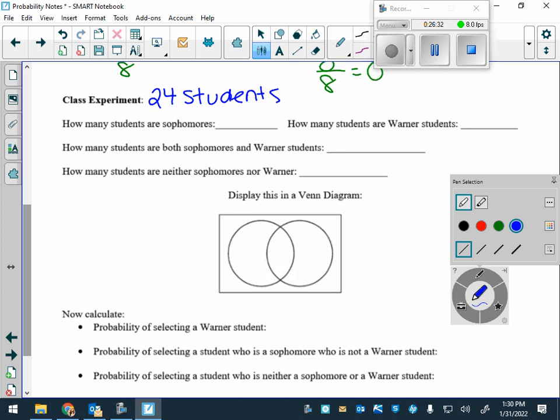All right. So, when I ask you these questions, I want you to stand and we're all going to count, okay? So, how many students are sophomores? If you are a sophomore, stand up, please. 1, 2, 3, 4, 5, 6, 7, 8, 9, 10, 11, 12, 13, 14, 15, 16, 17. 17 for sophomores. You may sit down.